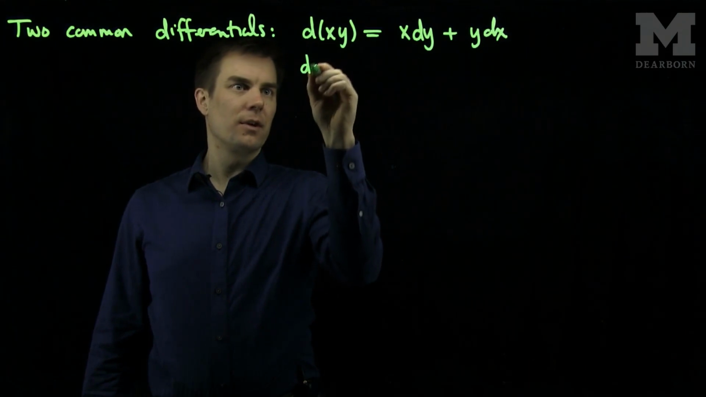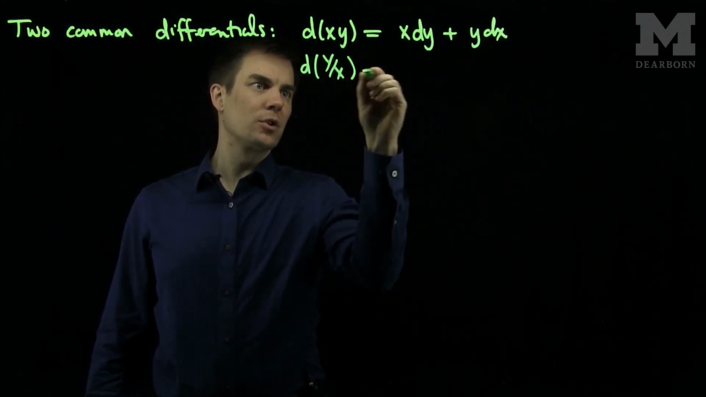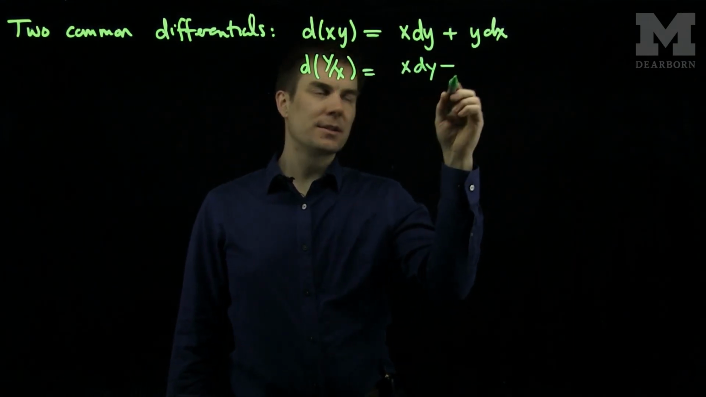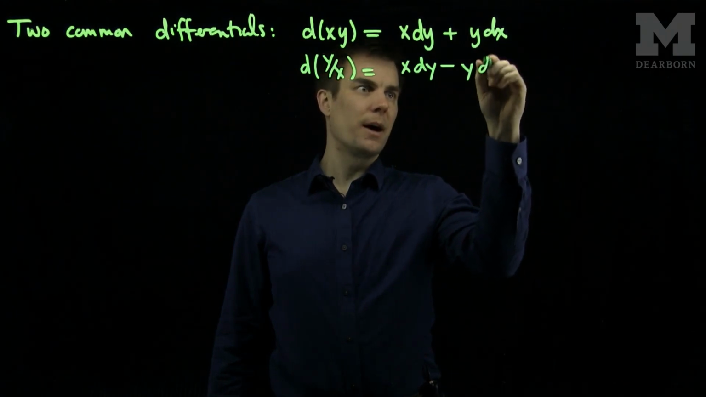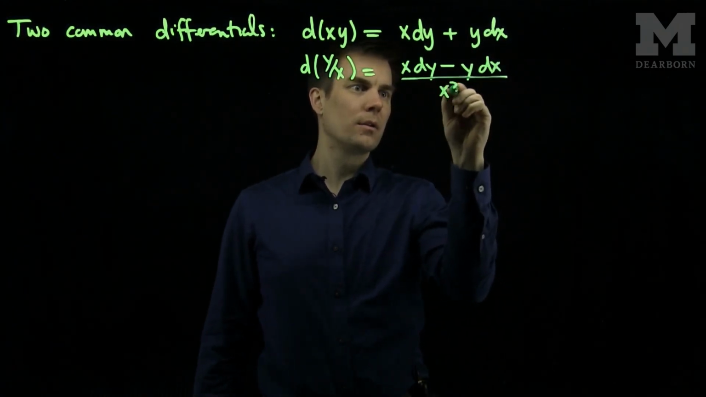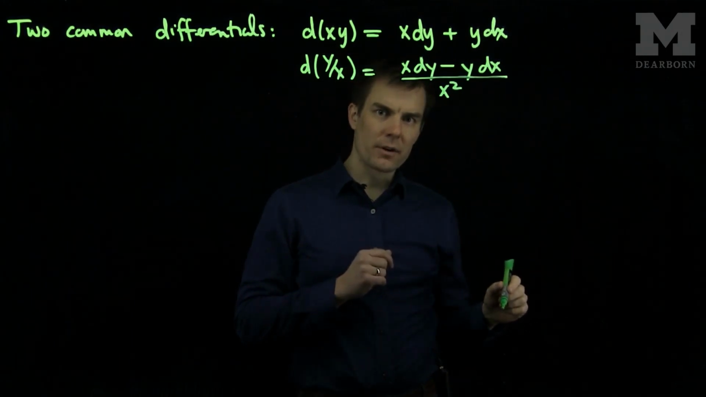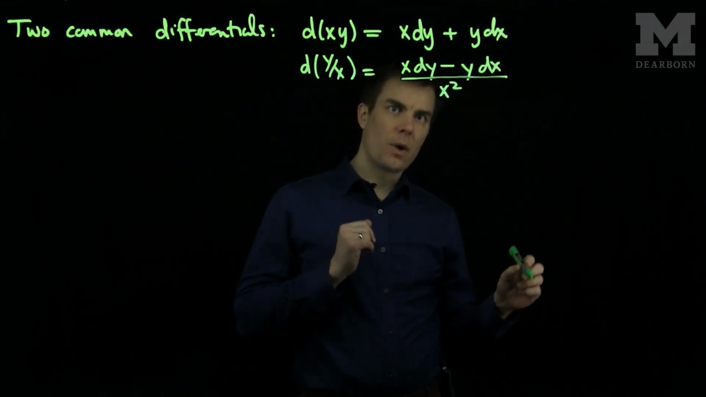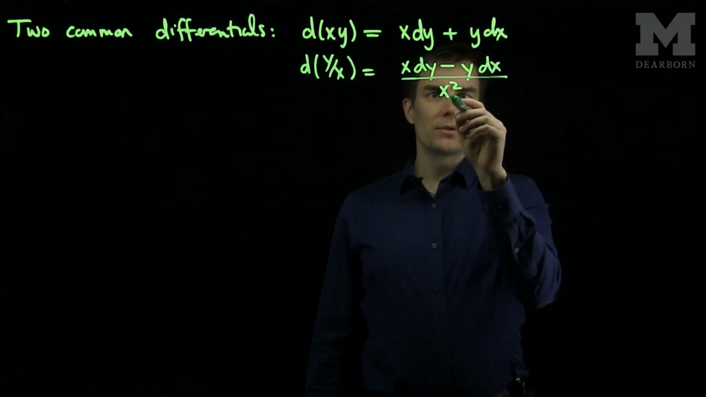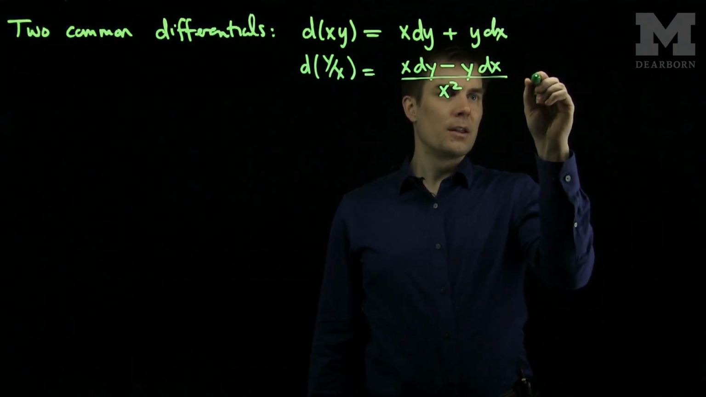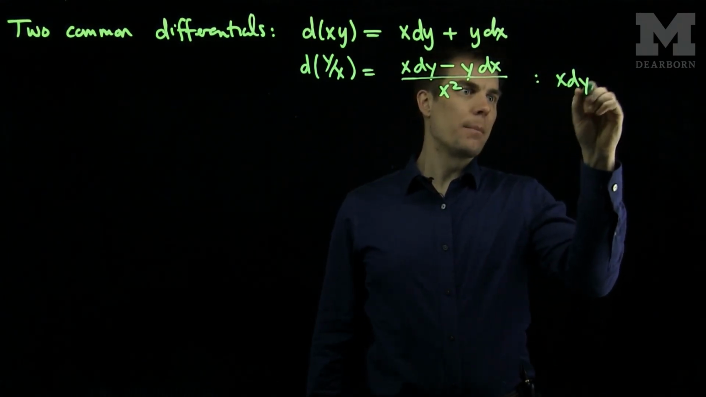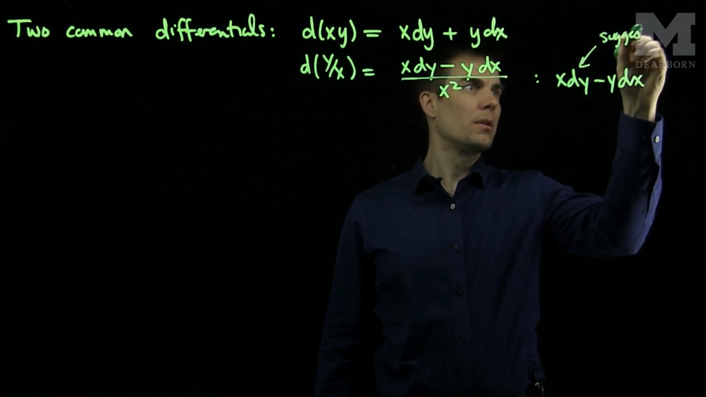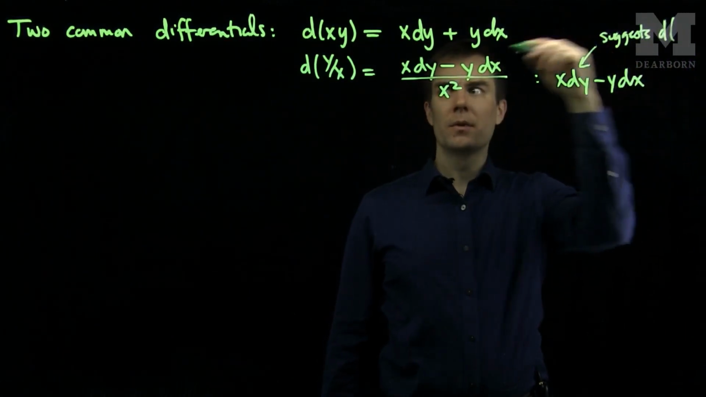If we look at the differential of y over x, we'll have to use the quotient rule. It's the bottom times the differential of the top minus the top times the differential of the bottom over the bottom squared. So if we see this factor in our differential equation, we can replace it with d of y over x, and I can do the same thing for d of x over y. Also, we should remark that even if I don't see the 1 over x squared in the denominator, this expression x dy minus y dx will suggest d of y over x.